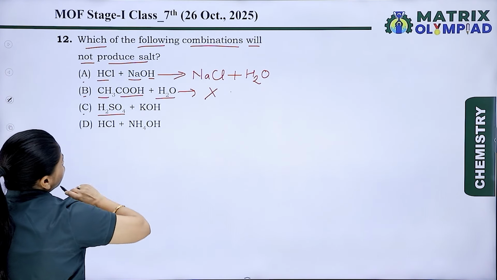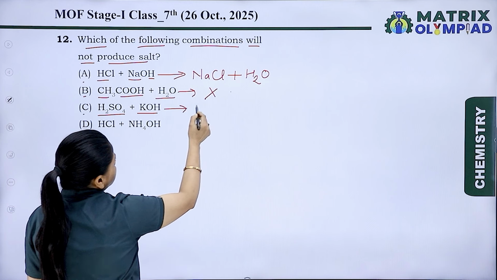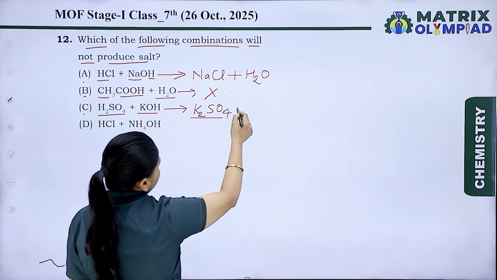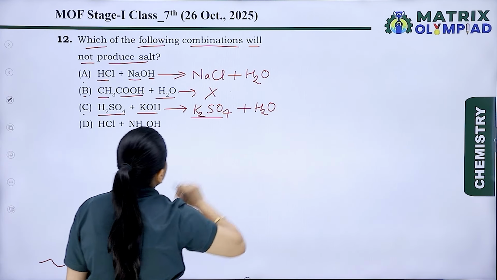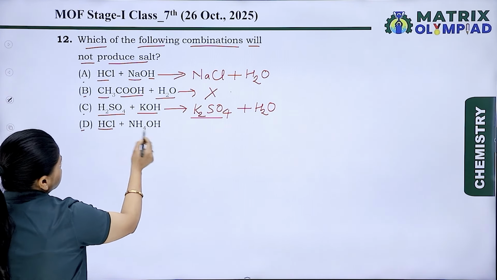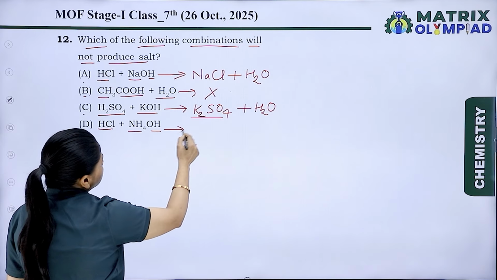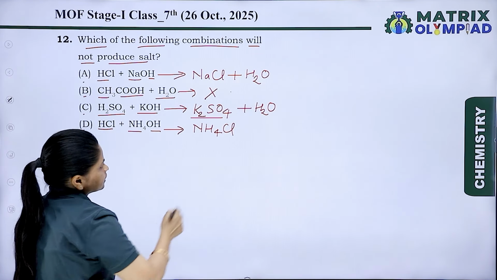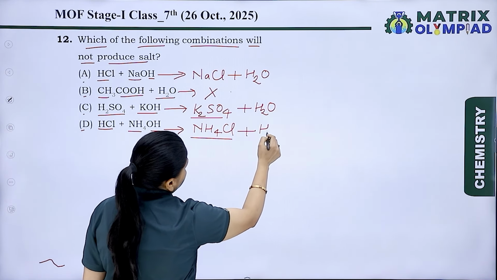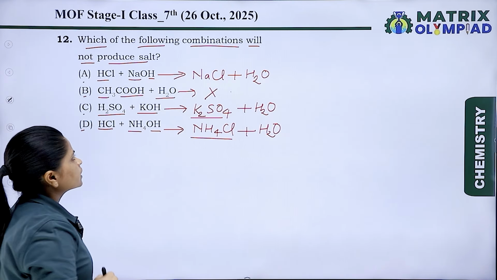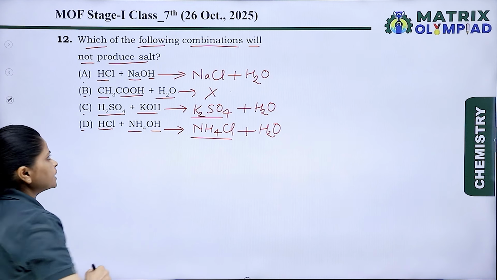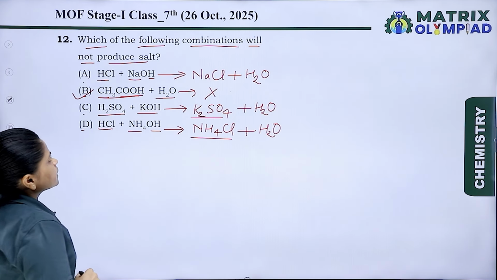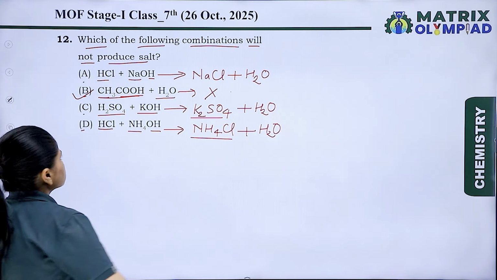C, H2SO4 plus KOH. After reaction, they will give K2SO4, that is a salt, and H2O. D, HCl plus NH4OH. Again, after reaction, they give NH4Cl, that is a salt, and H2O. So the correct option is option B, as after mixing acetic acid and water, no salt is produced.